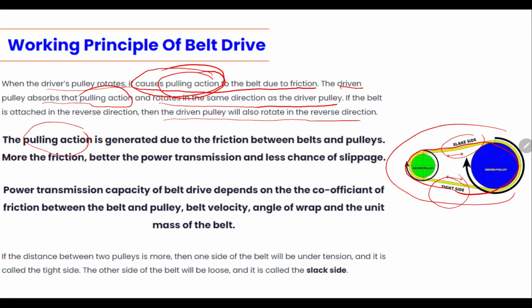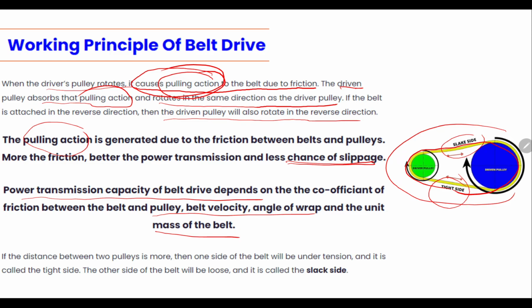The more the friction, the better the power transmission and the fewer the chances of slippage of the belt. Because of the friction, the slippage is reduced and better transmission is achieved. The power transmission capacity of the belt drive depends on the coefficient of friction between the belt and pulley, belt velocity, angle of wrap and the unit mass of the belt. These are some of the technical terms.